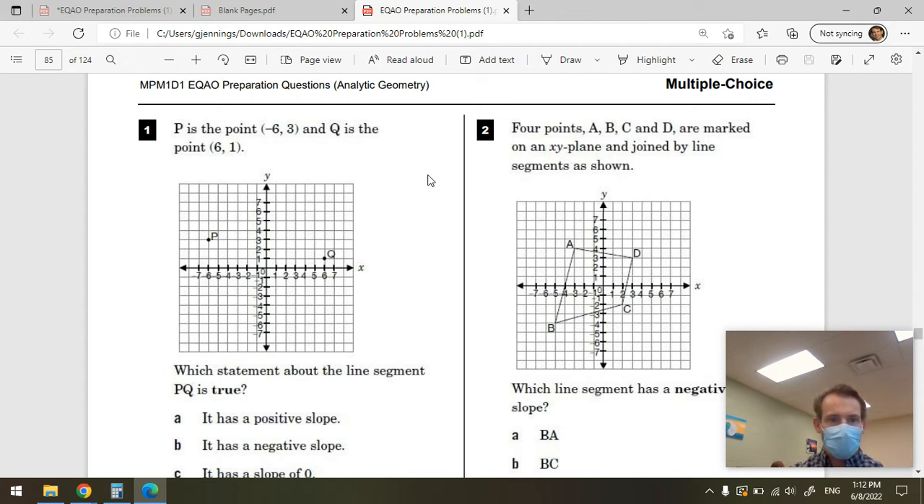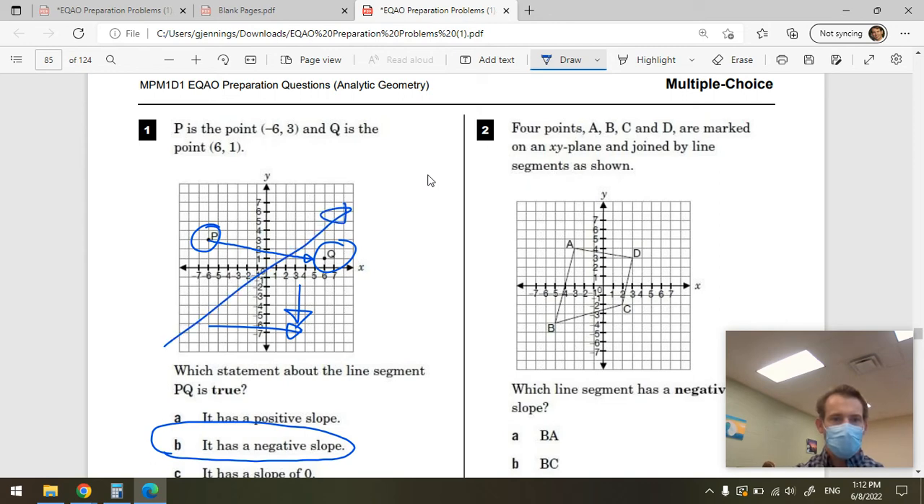P is the point -6, 3, right over there, -6, 3. And then Q is the point 6, 1. What statement about the line segment PQ is true? It has a negative slope. This is true. How do we know this? Because as it goes along, it's going down. As x increases, y is decreasing, and that creates a negative slope. Positive slopes look like this. Negative slopes look like that. Okay, so it has a negative slope.